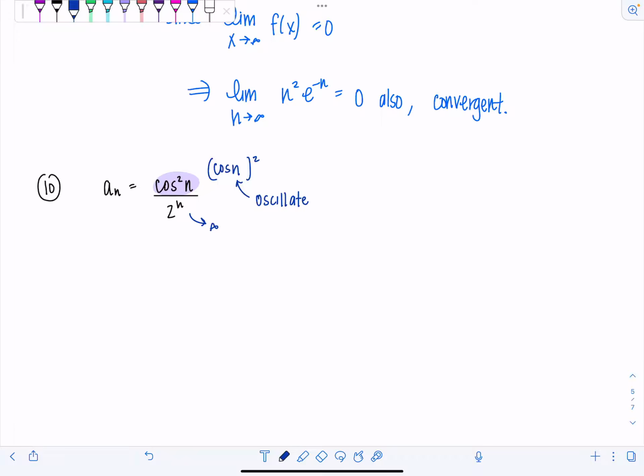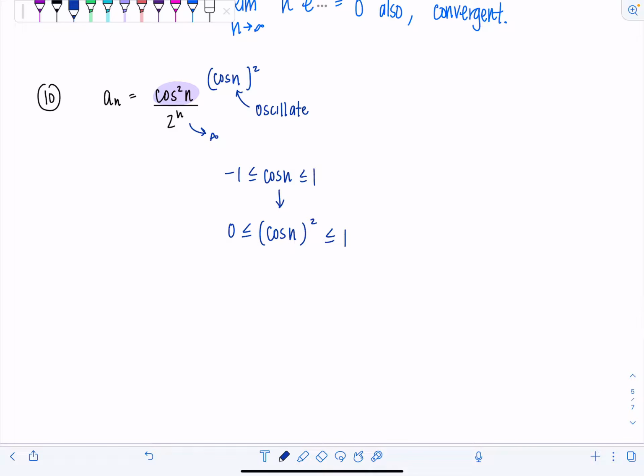I can't really use L'Hopital's rule because if I keep differentiating cosine n, I'm just going to keep getting back sines and cosines, sines and cosines. So it's not going to help me. Maybe we should try the squeeze theorem because cosine can be bounded, right? So it's actually cosine squared. Normally we say cosine of n is bounded between 1 and -1, right? But if I square cosine, it's never going to be negative, right? Worst case scenario, the smallest it's going to be is 0, and it's still less than or equal to 1.